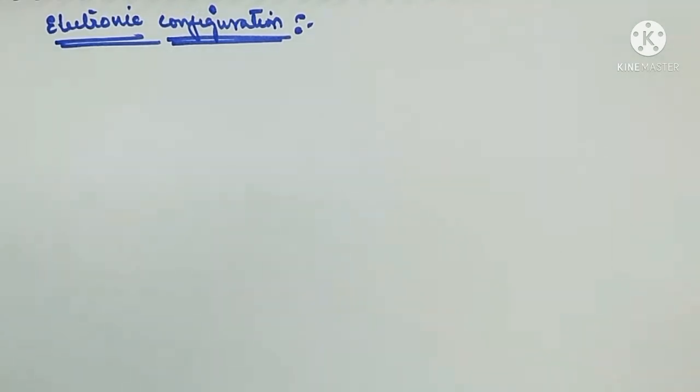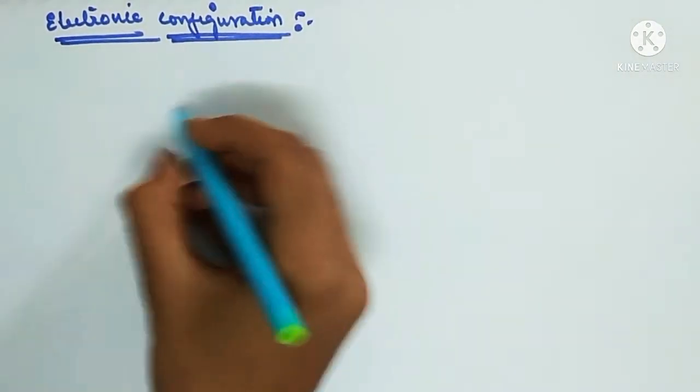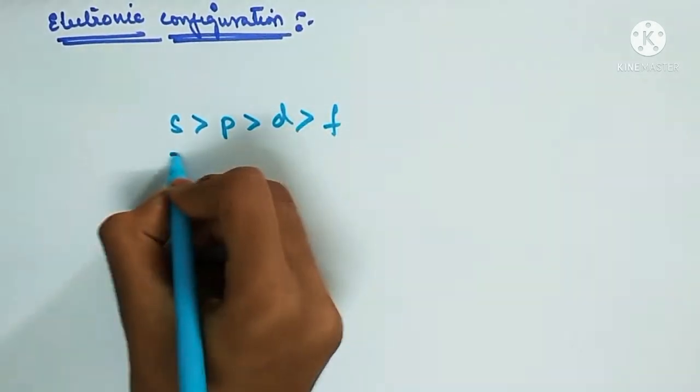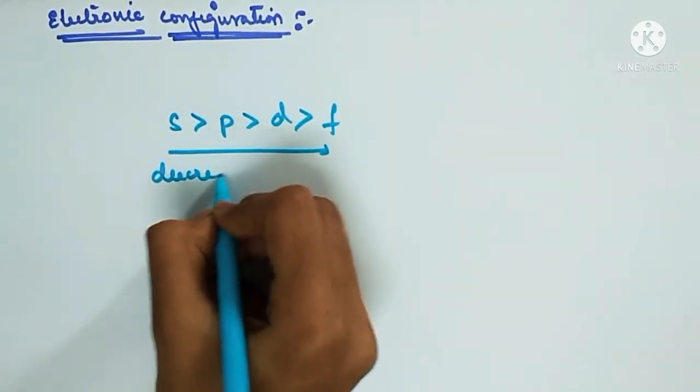So we can just say that IP will be more for the s orbital, and next one will be p, next one will be d, and next one will be f. So we can just write as s, p, d, f, decreasing order of IP.